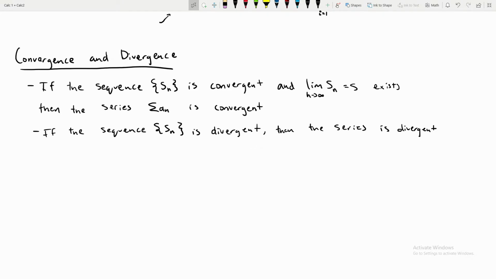So what I've written here is that if the sequence s of n, we've seen this before, is convergent, and the limit obviously exists, if it equals some value, then the series given by the sigma of a of n is convergent. And otherwise, we say that the series is divergent, meaning the limit doesn't exist, whatever you want to say. In that case, the series will be divergent.